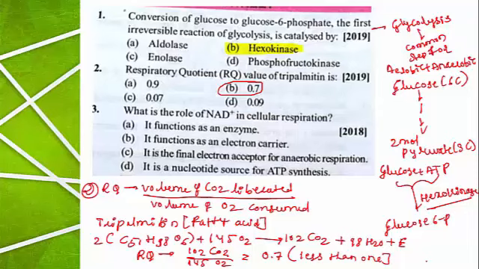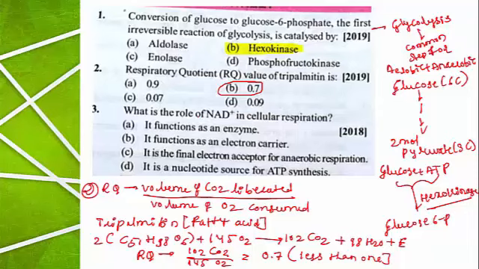What is the role of NAD plus in cellular respiration? So what is the final role of NAD plus in cellular respiration? It is the final acceptor for the electron during anaerobic respiration. The final, extremely sorry, what is the role of NAD plus in cellular respiration?